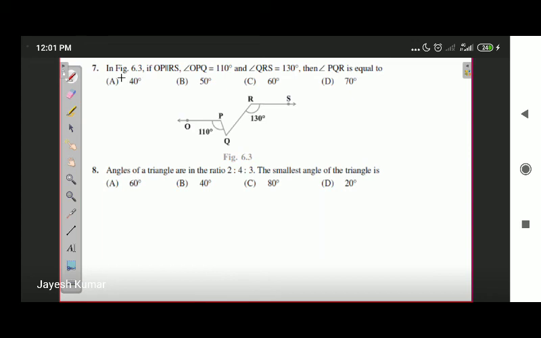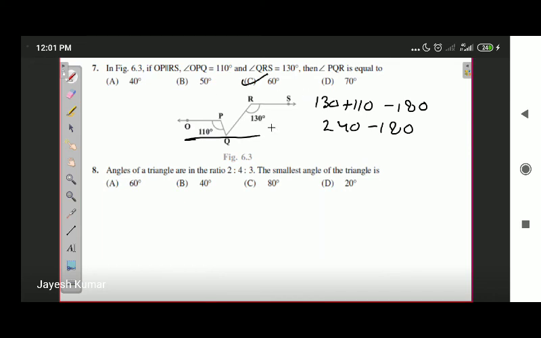This is question number 7. This is part of your NCERT. You have to determine the value of angle Q. You can easily determine the value of angle Q by doing this: 130 plus 110 minus 180. This will be 240 minus 180, that will be 60 degrees.